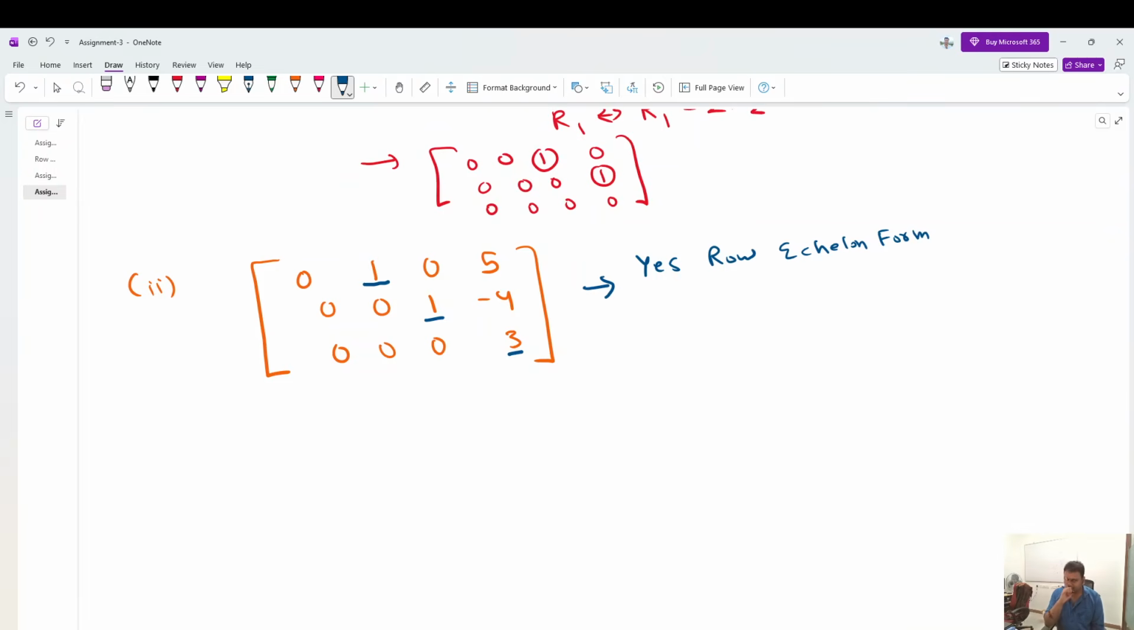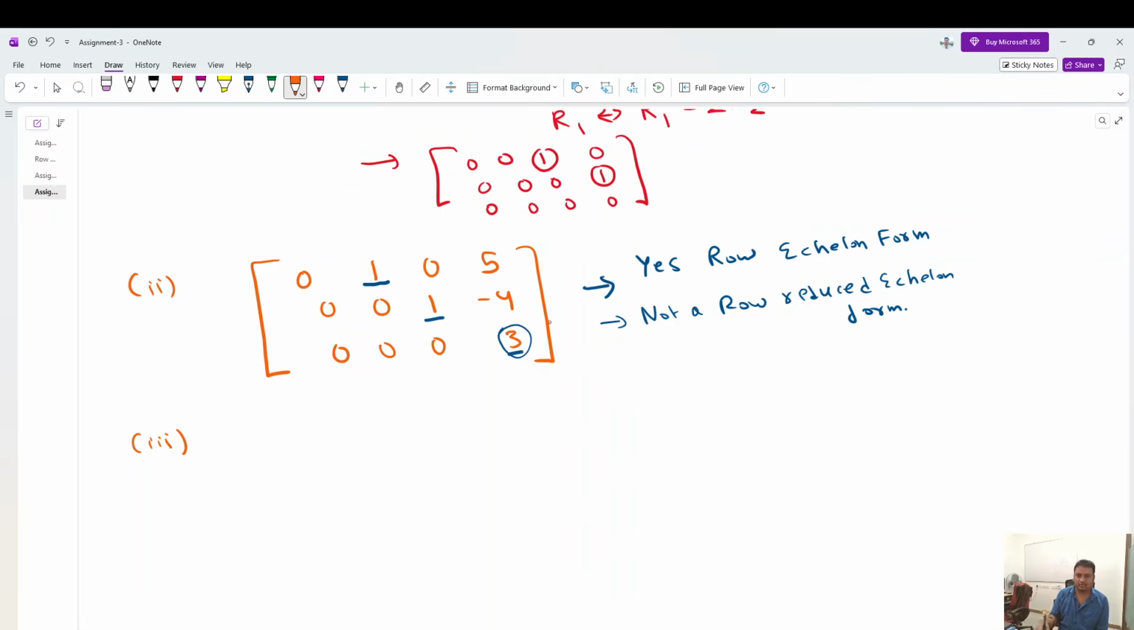Is it a reduced one? Below 1, everything is 0, above 1, and this is 1. Here also, above, below 0. But this 3, this is not 1. And above 3, the entries are non-zero, right? So this is not a row reduced echelon form. You got it? Okay. Let us see another.